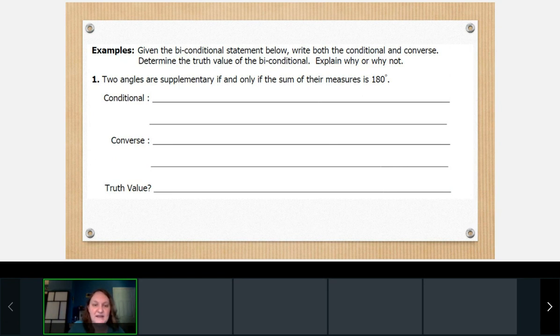Find your words if and only if, and box it, circle it, underline it, highlight it, whatever makes you see it. What we're going to do is cross out that if and only if. That's going to turn into the word then, and then we're going to plop an if in the front. So our conditional statement is going to say if two angles are supplementary, then the sum of their measures is 180. Okay, I'm going to type it so you can actually read what I'm writing.